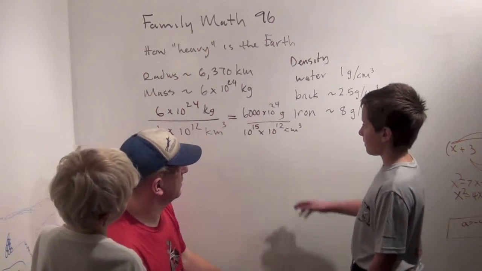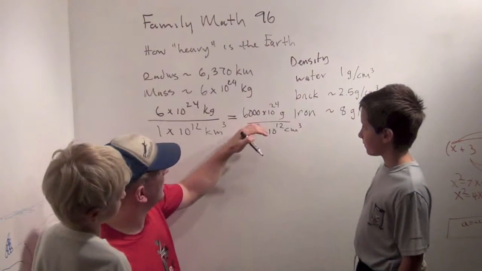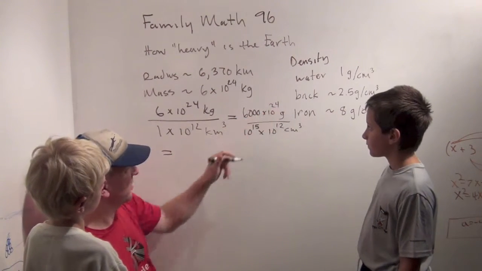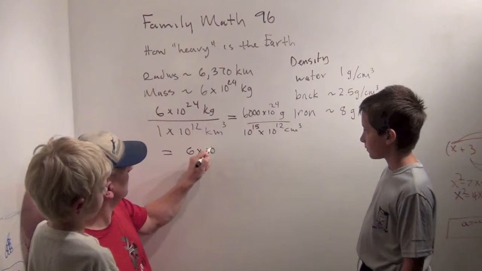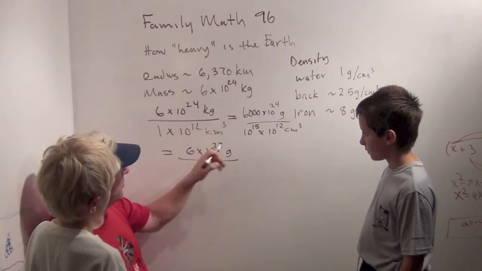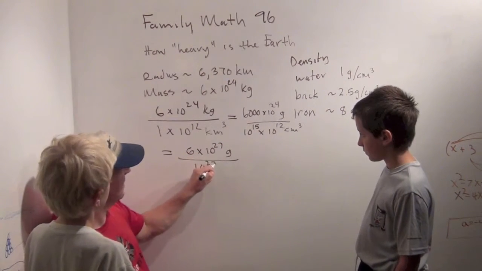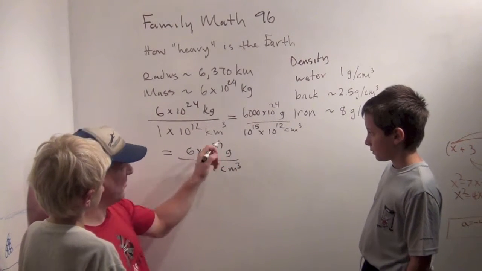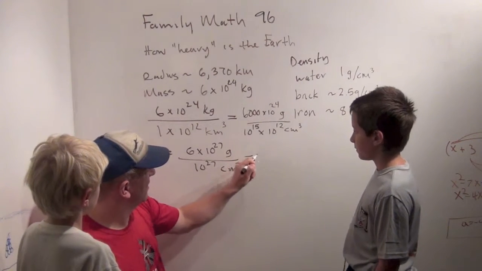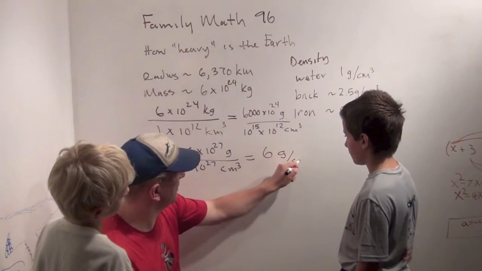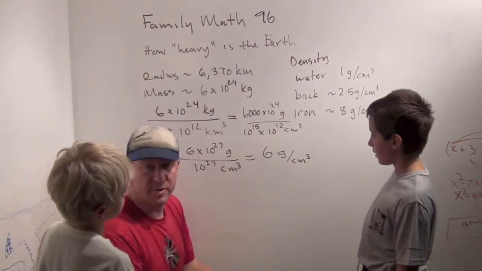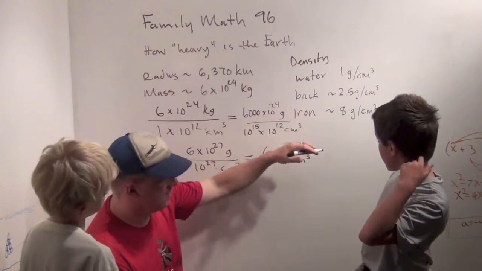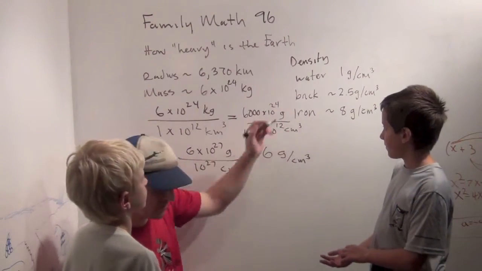And the powers add here. So this turns into 6,000, I can add 3 zeros up there, so it's 6 times 10 to the 27th grams over 10 to the 27th centimeters cubed. And the 10 to the 27th are the same, right? So this is just 6 grams per centimeter cubed. And remember, we approximated a little bit, so this isn't 100%. But it's less than iron, and it's more than a brick.